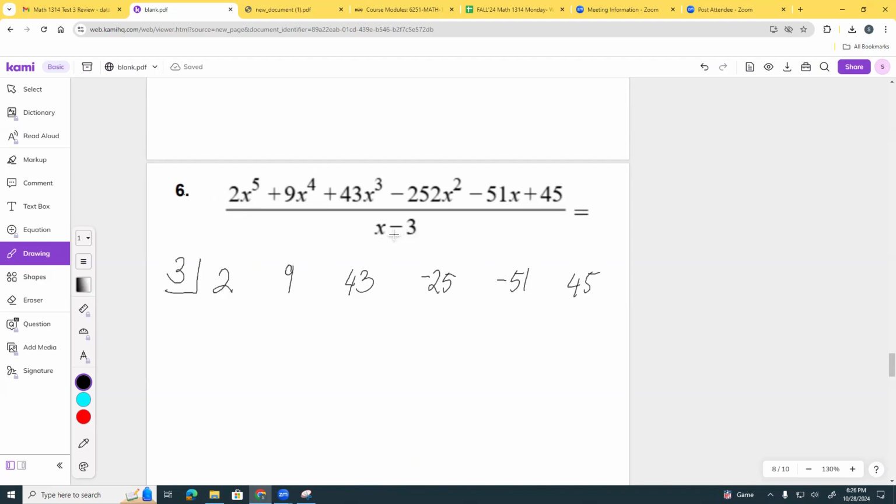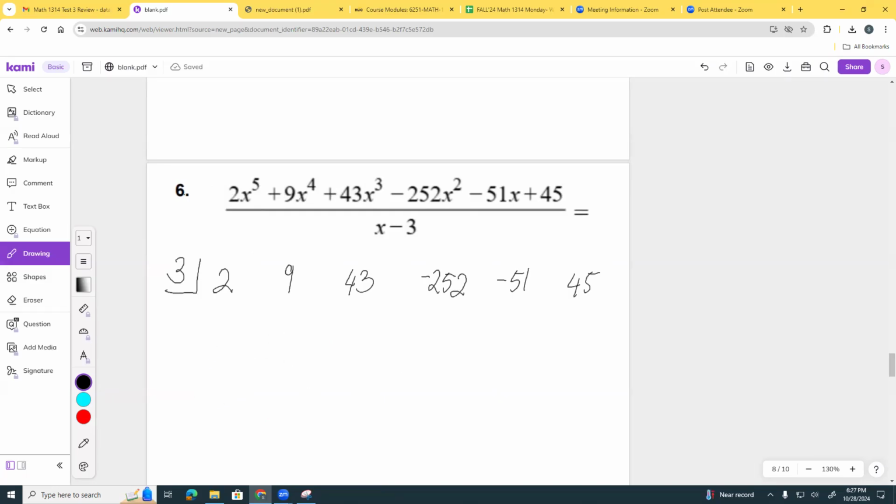Whenever it's coming with an x, when it is as a factor, you have to always put the opposite of this number. You forgot the 2. Oh, I don't see properly. See, I need glasses. 51, 45. 2, 9, 43, negative 25, 2, negative 1. Thank you so much.